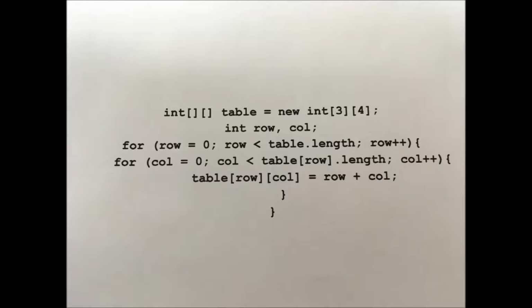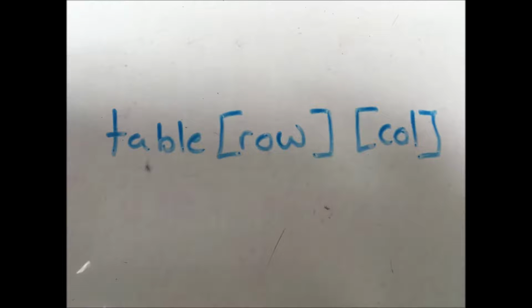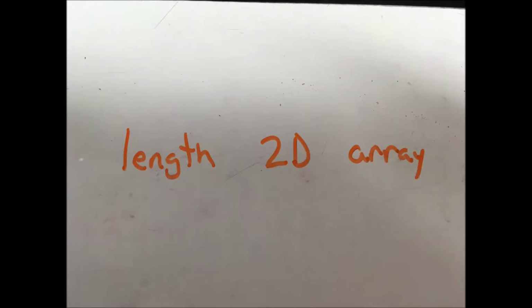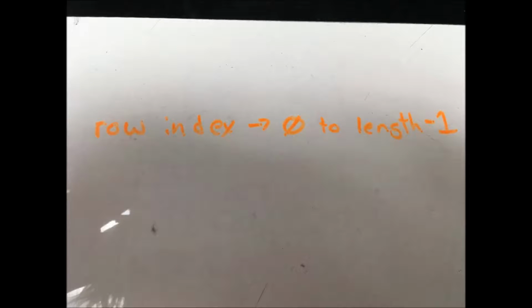To access each location in the matrix, specify the row coordinate first, then the column. Each subscript must have its own bracket. The length of a 2D array is the number of rows it has. The row index will run from 0 to length minus 1. The number of rows in a table is given by the value table.length.